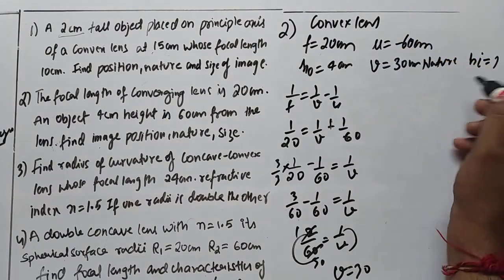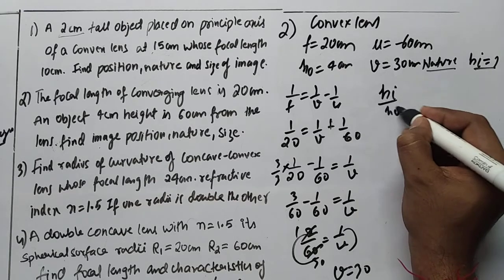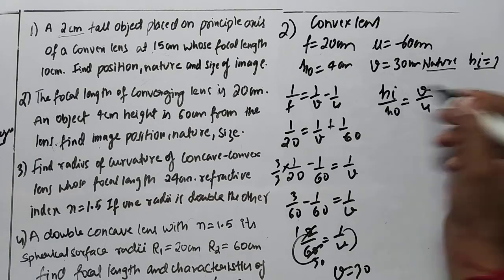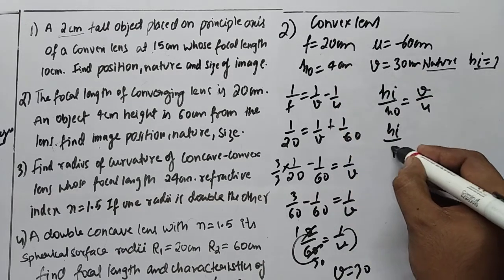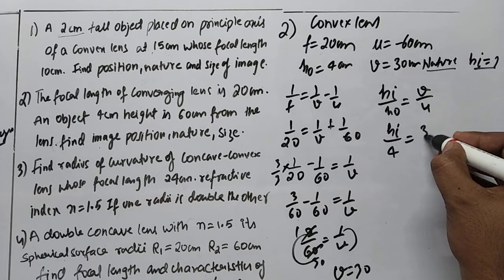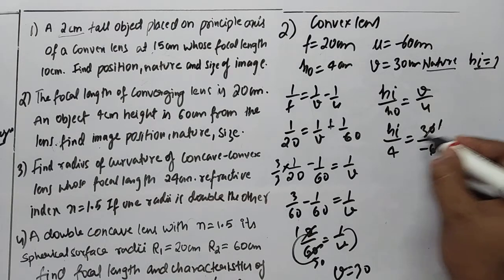Now he's asking to find the nature and height of the image. So we know the magnification is height of the image by height of the object equal to v by u. So height of the image is unknown. Height of the object is 4. So v value we got 30. U value is minus 60. 3 1s are 3, 3 2s are 6. This is minus 1 by 2 if we cancel.